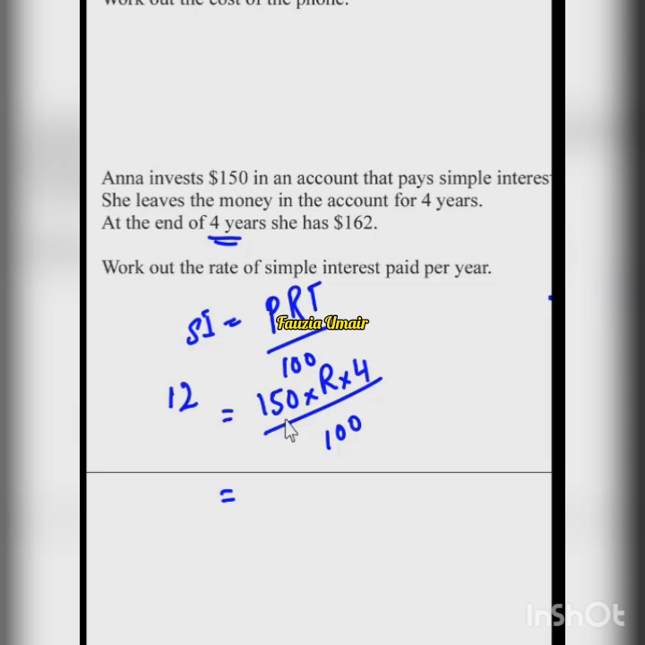So now, how will you calculate? You will rearrange it. 100 can go over there, so it will become 1200. And 15 into 4 would be 15 twos are 300. So 15 fours, it's 600. Okay. So rate would be 1200 by 600, and rate is 2%. Okay. This is one way of solving this question.